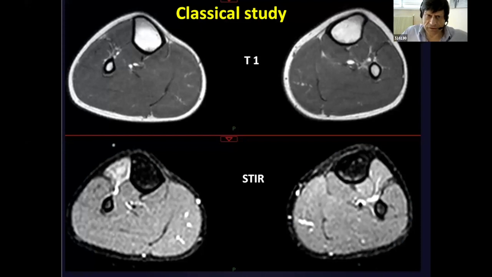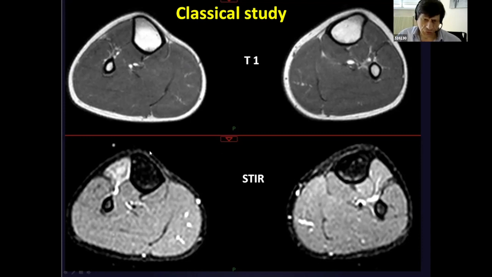Here is a classical examination of lower limbs. You have T1 weighted images. In T1, fat in the subcutaneous area is in bright signal, like in bone marrow, and muscle is homogeneous without bright signal inside.